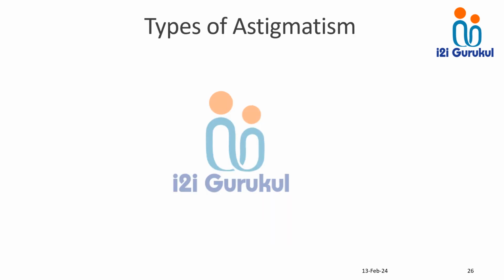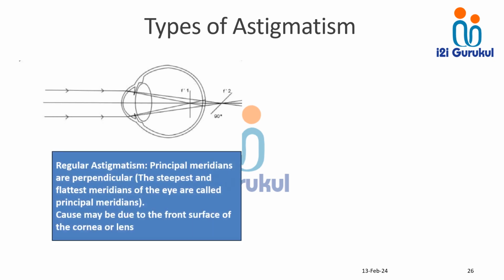So, moving towards the types of astigmatism. Here the principal rays are not focusing on one focal point. So we have two types of astigmatism. One is regular astigmatism and the second one is irregular astigmatism. Okay. So we'll talk about regular astigmatism. The two principal meridians, that is horizontal and vertical meridians, are at right angles, meaning 90 degrees. The steepest and the flattest meridians of the eye are called principal meridians.